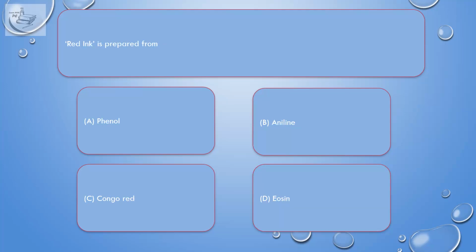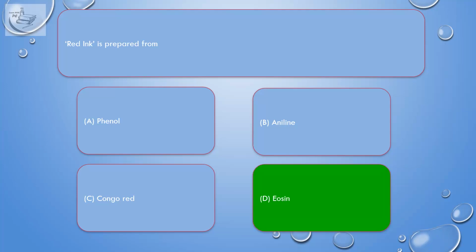Question: red ink is prepared from A. Phenol, B. Aniline, C. Congo red, D. Eosin. Correct answer is D. Eosin.